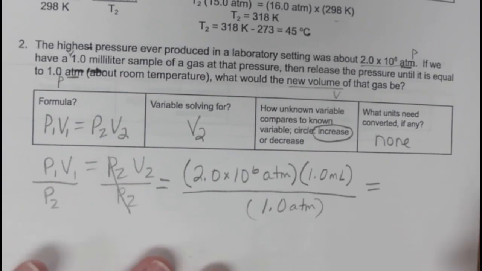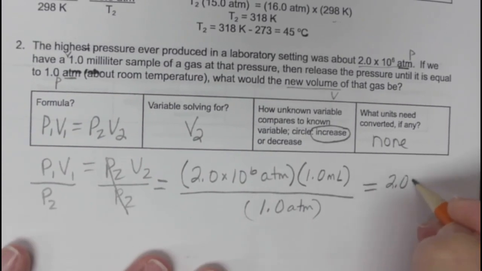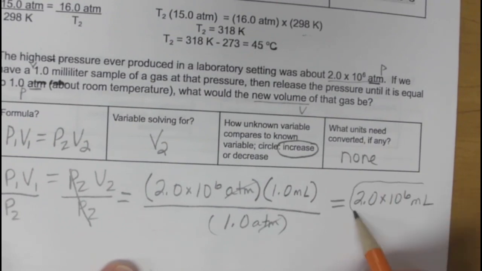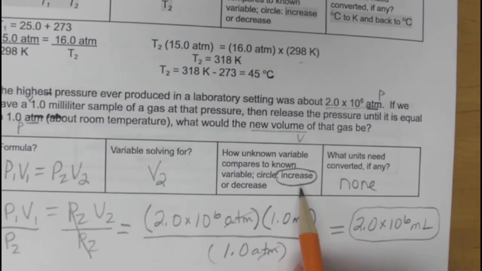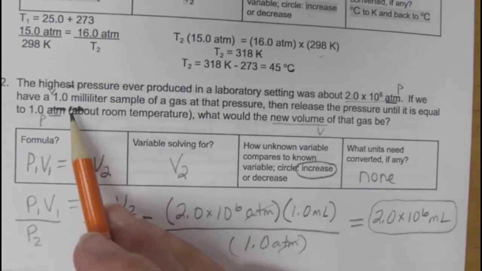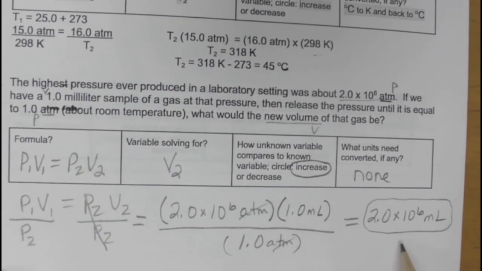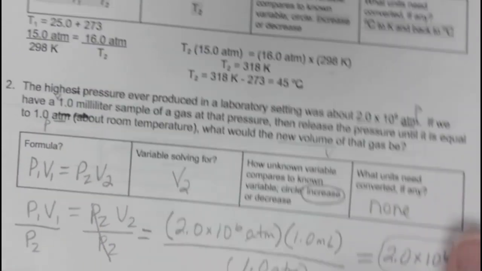When we do this on our calculator, we're going to get 2.0 times 10 to the 6th. Atmospheres canceled, so the unit is milliliters. So that is the new volume. And it was supposed to increase, and it did. It went from 1 milliliter to 2.0 times 10 to the 6 milliliters. So that's our answer for that one.